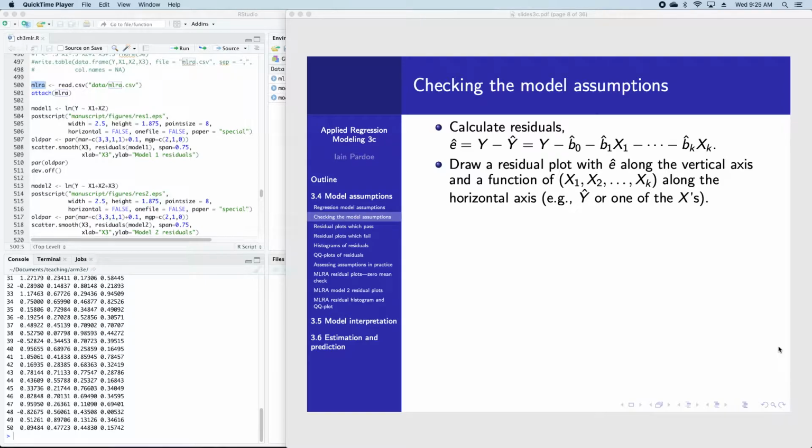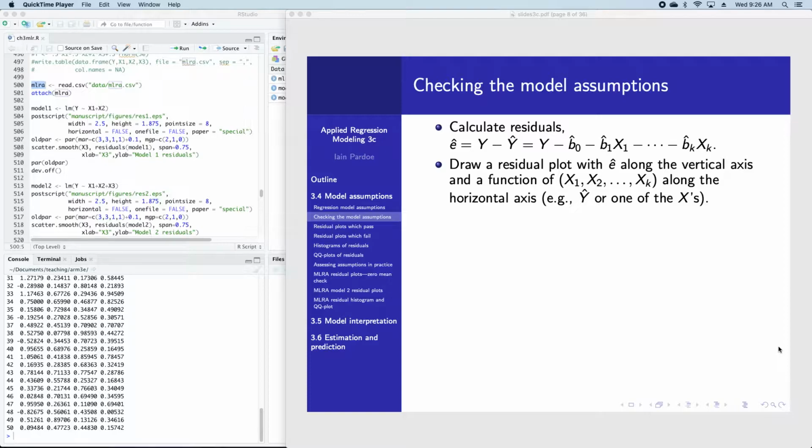So how do we go about checking these assumptions? Well, we do the same thing we did with simple linear regression, only now we have many more plots to look at. So the first step is to calculate the residuals, which are the differences between the observed response values y and the fitted response values y hat.